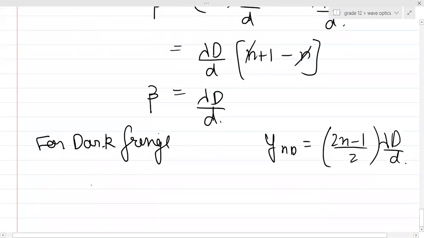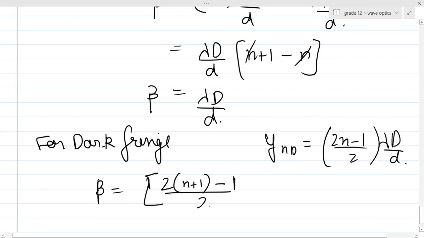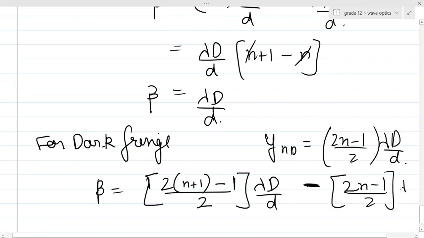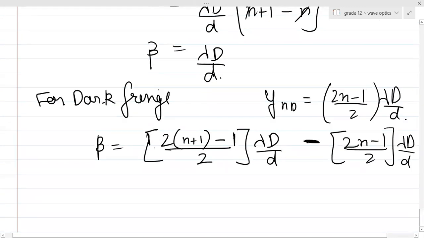So again, you'll do the same thing. In place of n, you'll place n plus 1. So, (2(n plus 1) minus 1) by 2 into lambda D by d, minus (2n minus 1) by 2 into lambda D by d. When you solve it, eventually it will give you lambda D by d only. You can do this solving part as homework.